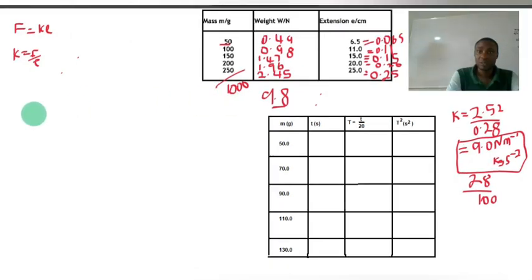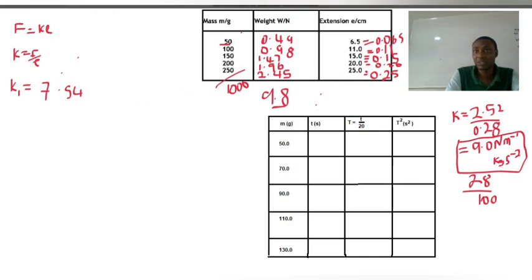So now I'm going to look for my K. I'm going to have K1. It's going to be F, that's this, divided by the corresponding extension. That's 0.49 divided by 0.065. That's going to give me 7.54 to 2 decimal places. So that's 7.54. So I'm going to do that for all of this also.